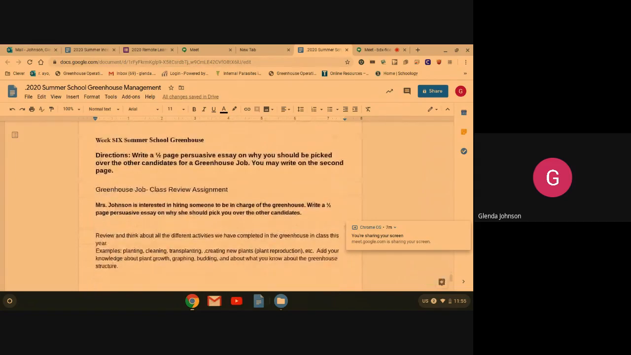Week 6 is the last week of summer school. You must write a half page if it's typed. If it's handwritten, it needs to be a page because that's a little bit different when you're writing big. And it's a persuasive essay. The persuasive essay needs to tell me why I should pick you over other candidates for a greenhouse job.